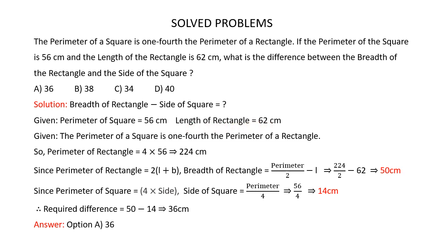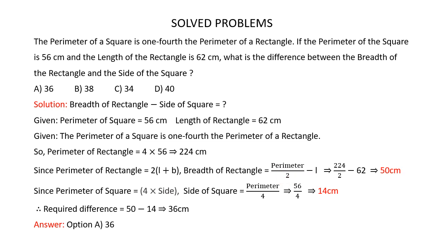It's also given that the perimeter of the square is 1/4 the perimeter of the rectangle, which means the perimeter of the rectangle is 4 times the perimeter of the square. So perimeter of the rectangle is equal to 4 multiplied by 56, which is 224 centimeters. Now we know that perimeter of a rectangle is equal to 2 multiplied by (L plus B), which means breadth of the rectangle is equal to perimeter divided by 2 minus L.